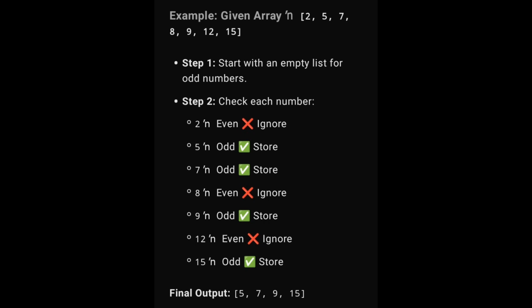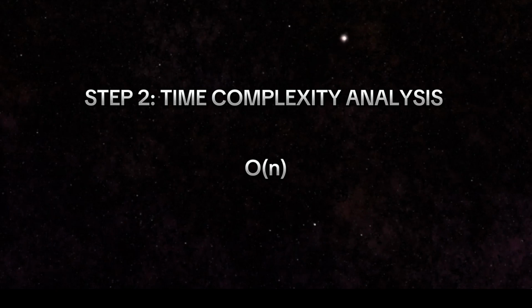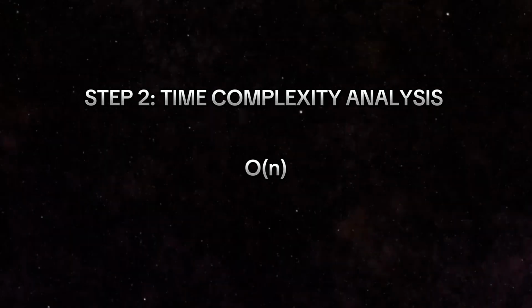After scanning the array, we get all the odd numbers, which are 5, 7, 9, and 15. So this is our final output, all odd numbers in a given array. Step 2. Time complexity analysis. Now, let's analyze the time complexity.